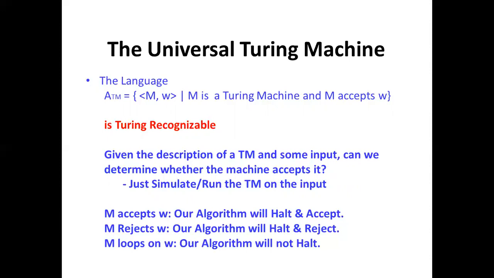And A sub TM is Turing-recognizable. So what does it mean? Given the description of a Turing machine and some input, can we determine whether the machine accepts it? We have to simulate or run the Turing machine on that input. If M accepts W, our algorithm will halt and accept; if M rejects W, our algorithm will halt and reject; and if M loops on W, our algorithm will not halt.